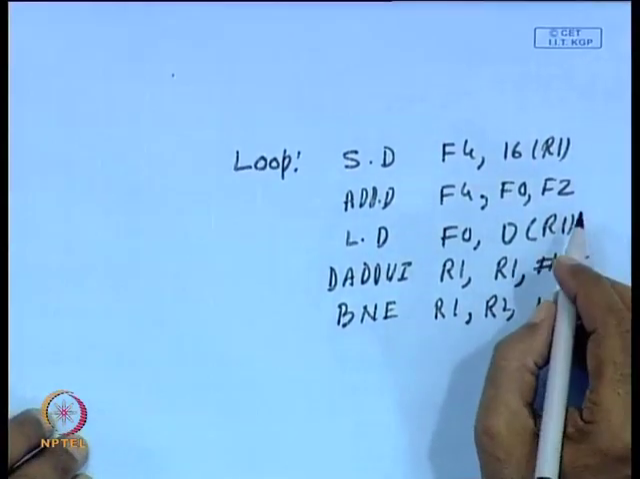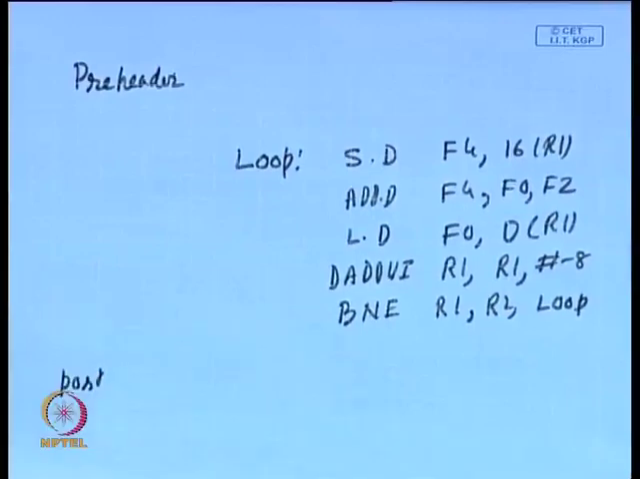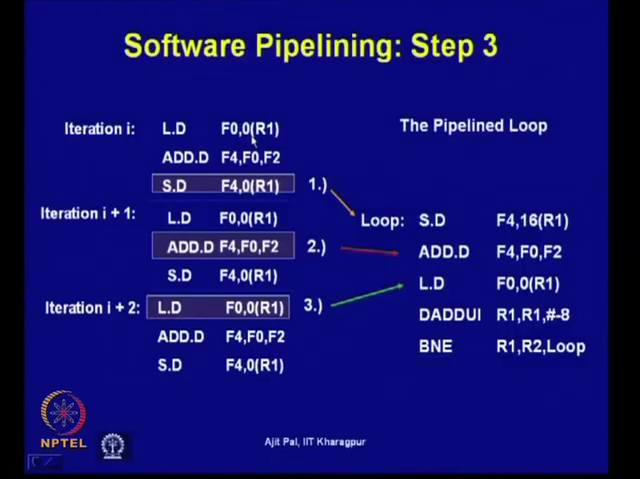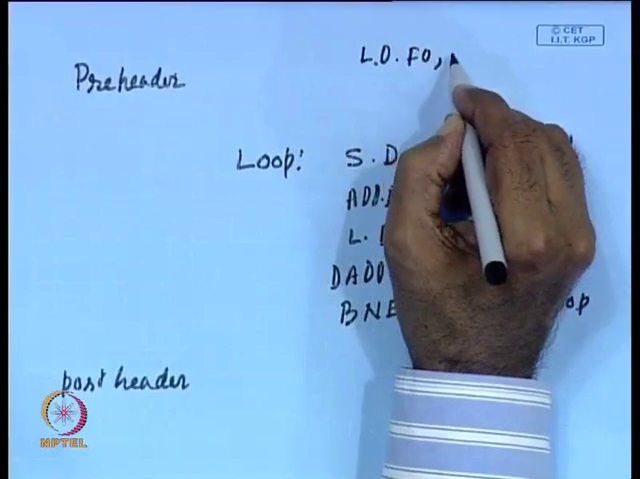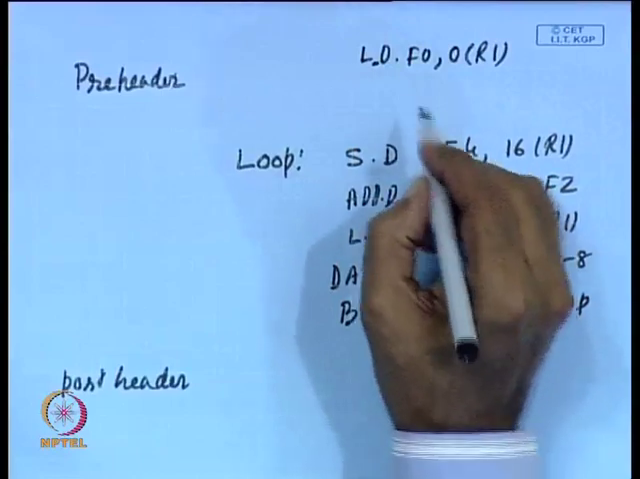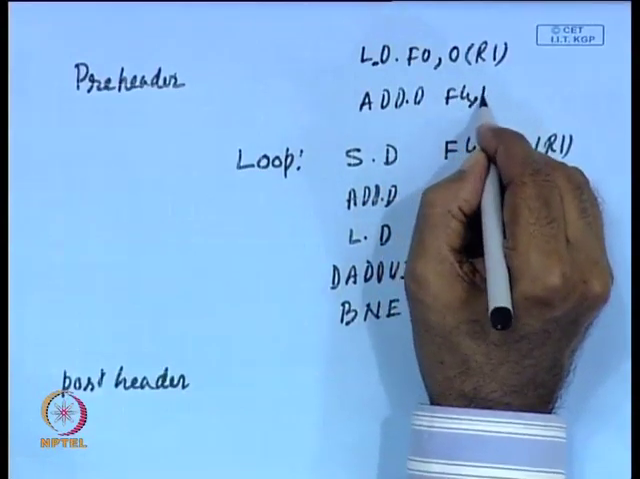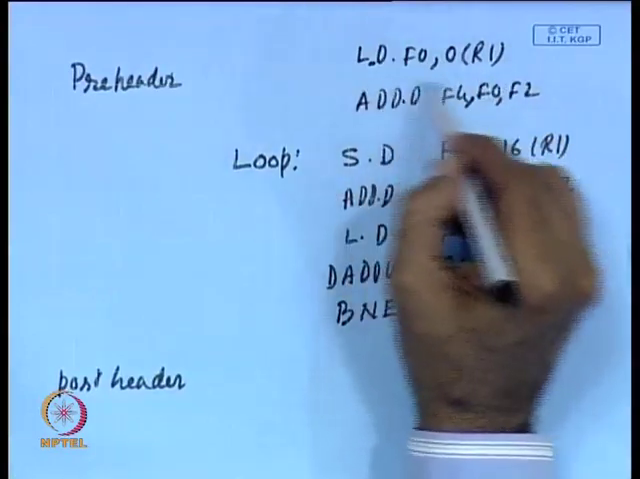What will be in your pre header and post header? Here we are left with three instructions: load F0, 0 R1, add double F4, F0, F2. So, you have to execute these three instructions, that means load double F0, 0 R1 and add double F4, F0, F2. Now, if these two instructions are executed one after the other, we know that this will lead to a stall here. What can be done?